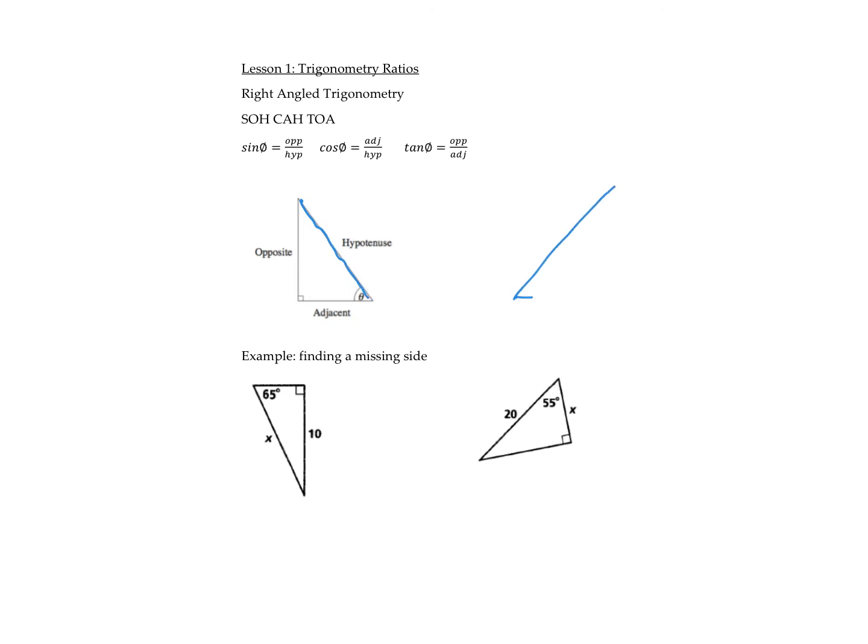The adjacent and opposite will depend on the angle. Let's draw it the same way. It will depend on the angle that we're using in the question. So you'll see in this first example that the angle here is indicated by theta. Theta is the symbol for a missing angle. We usually use Greek letters, the Greek alphabet, for angles.